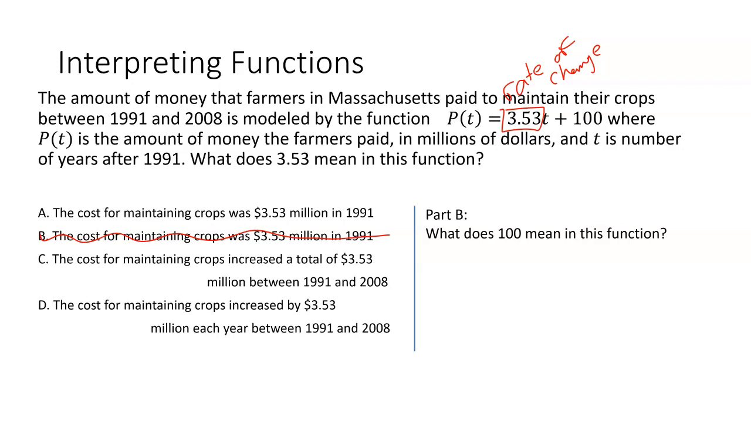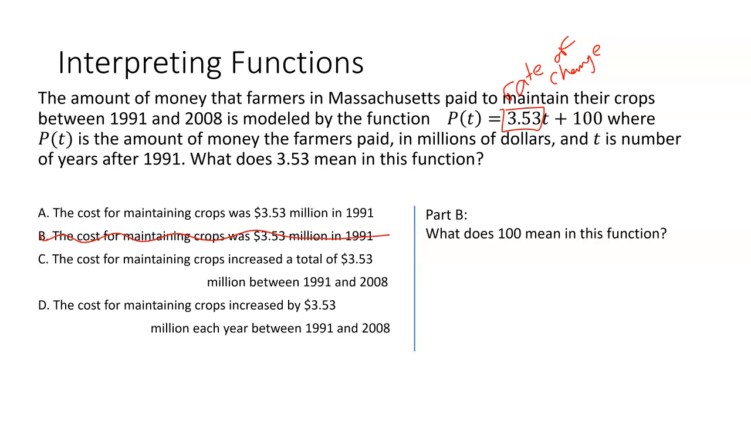Does that represent a rate of change? Saying that the cost to maintain the crops was $3.5 million, is that a rate of change? No, not in that sense. It just says, hey, this was the cost. That doesn't represent a rate of change, does it? No. Okay. C, the cost for maintaining crops increased a total of $3.53 million between 1991 and 2008.